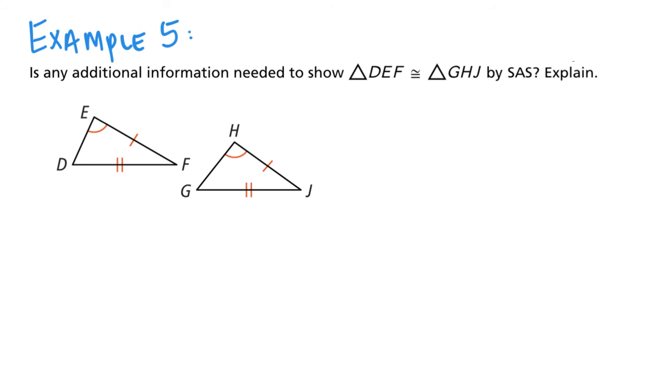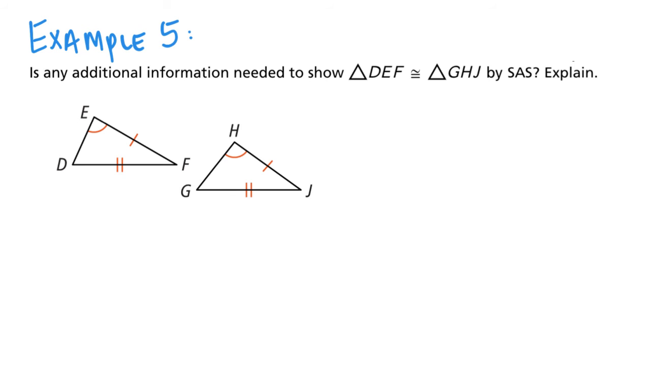All right, let's take a look at one more example. It says, is any additional information needed to show that these two triangles are congruent by SAS? So let's look. Maybe the answer is no, we don't need any more information, because I noticed that I have two segments and an angle marked here, and I have two segments and an angle marked here. So maybe my answer is going to be no, but let's take a look.